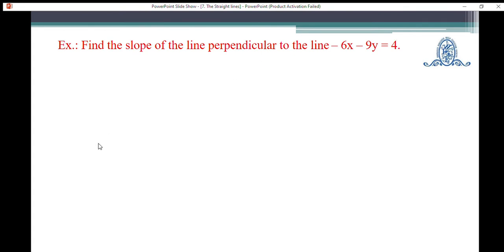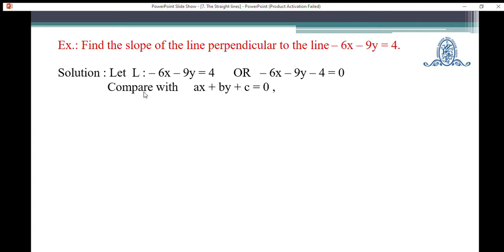Next question is to find the slope of the line perpendicular to 6x minus 9y equal to 4. First give preference to comparison, then draw the figure, and then go for simplification. So let us first write the given equation of the line in general standard form as 6x minus 9y minus 4 equal to 0. Shift the constant to the left hand side. Now write the comparison. A is 6, B is equal to minus 9. We have to write those numbers with their respective signs, and the constant C is minus 4.